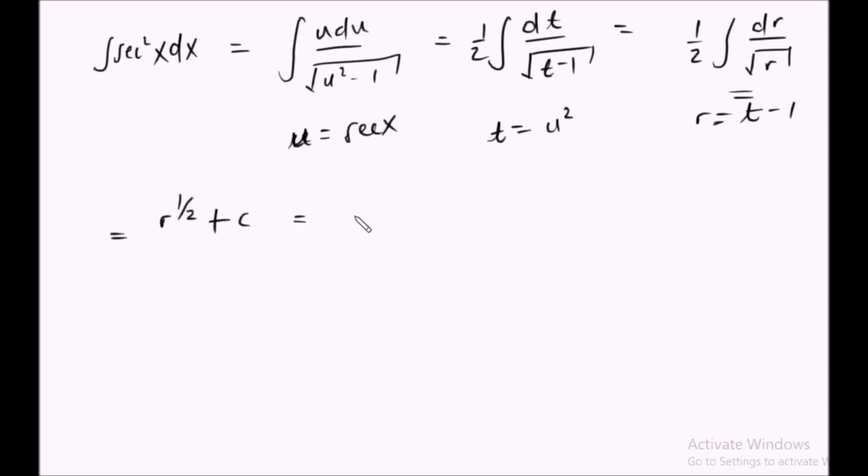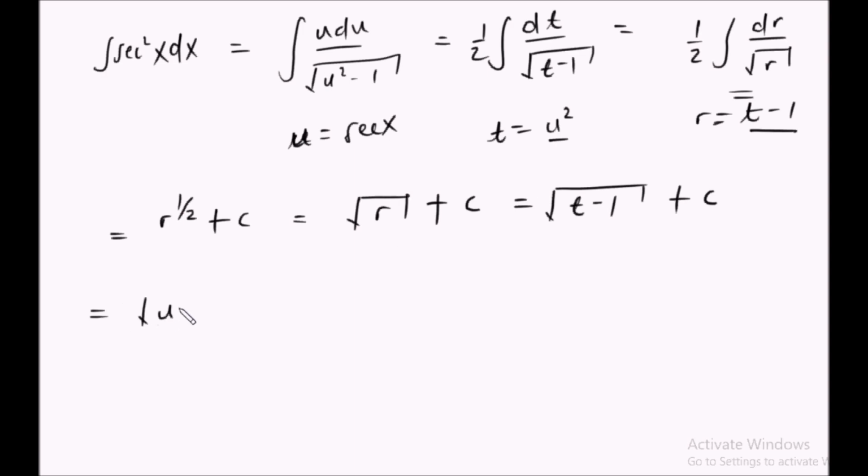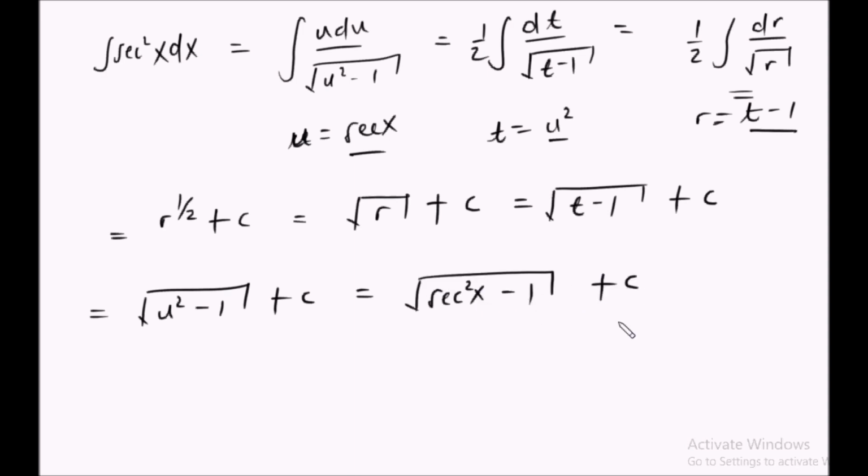So hii ni sasa tunasema the square root of r plus c. But what is r? R is t minus 1. Kwa hiyo ni the square root of t minus 1 plus c. But what is t? T is u squared. Kwa hiyo ni the square root of u squared minus 1. But what is u? U is sec x. Kwa hiyo ni the square root of sec squared x minus 1 plus c.